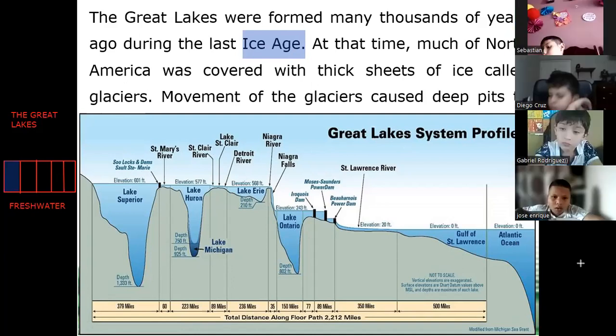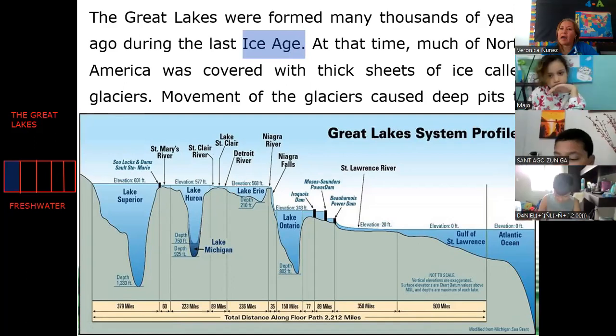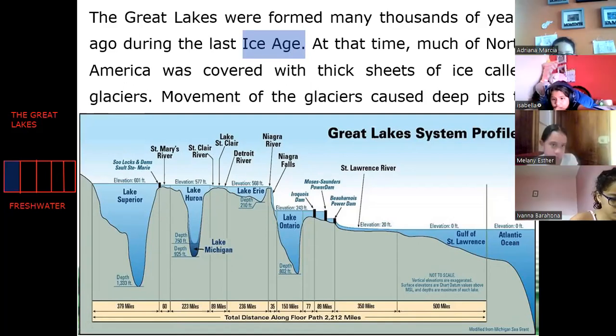What can you tell me about the ice age? What happened? Isn't it that during the ice age, the oceans freeze? Freeze or melt? I haven't seen the movies, but I have seen a little bit. So the glaciers, well, was the water frozen or melted? Because in an ice age it says ice. Okay. So the water froze.